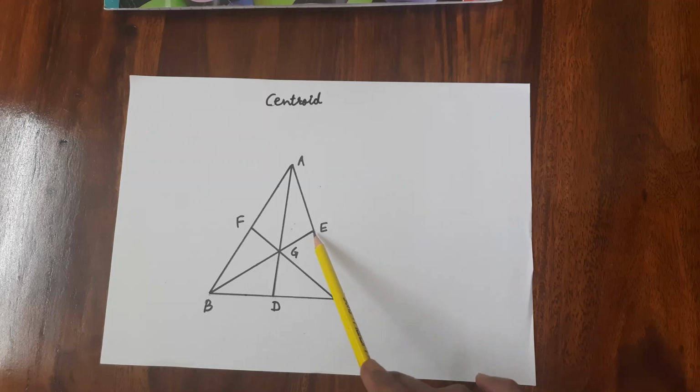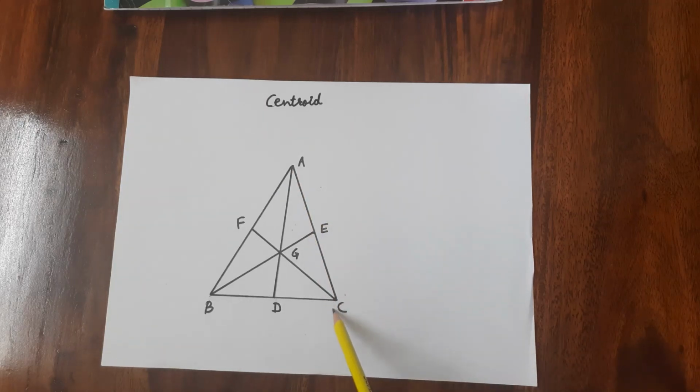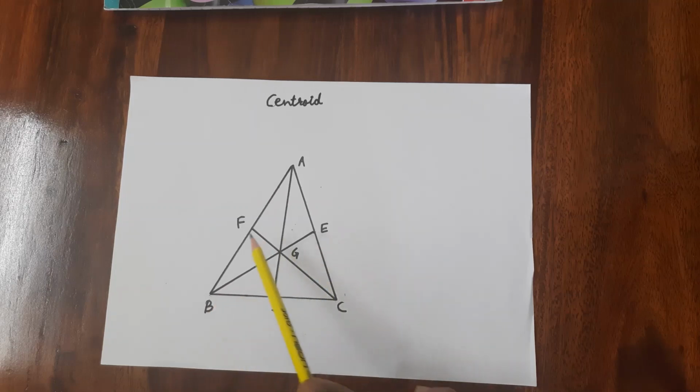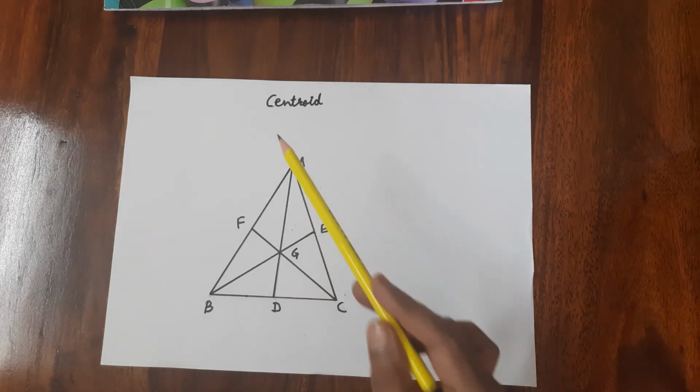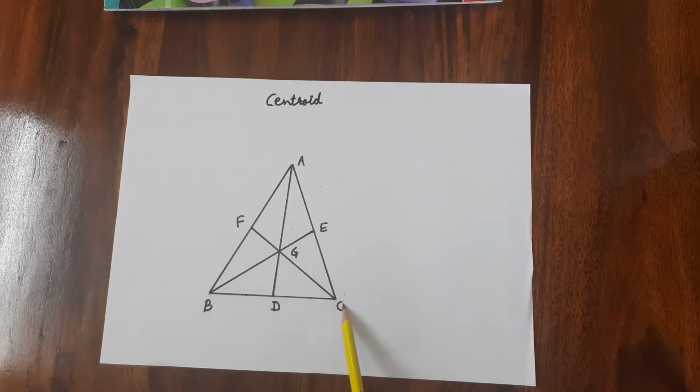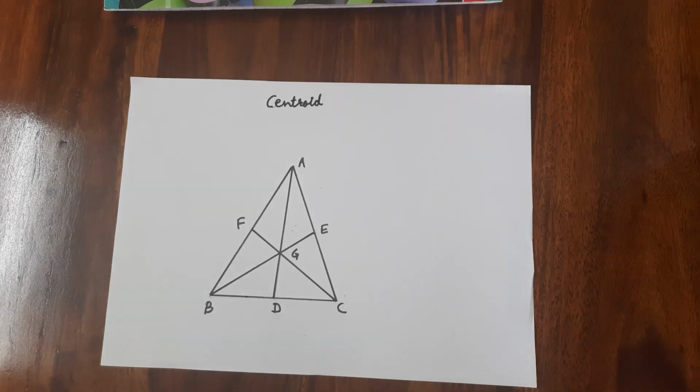Same way, if you join E, the midpoint of AC, to the opposite vertex B, we will get one more median BE, and FC is another median. So we have three medians in a triangle. Median of a triangle is a line segment drawn from a vertex to the midpoint of the opposite side. So triangles have three medians.